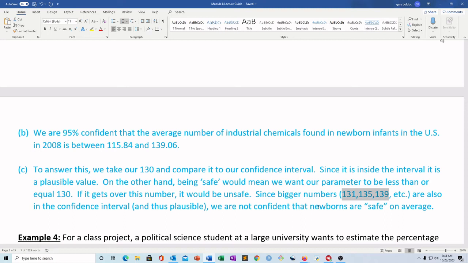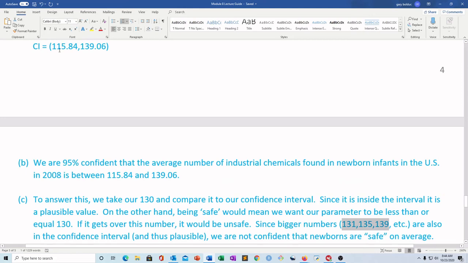But because we got even a single plausible value that's not safe, we have to say, sorry, we don't know. It's possible it could go either way. All right, so that's an important way to try to understand these ideas. So make sure you're thinking about these things. It's not just that we can build a confidence interval and write it in context, but we've got to be thinking about what it means to write down these numbers as our plausible values.